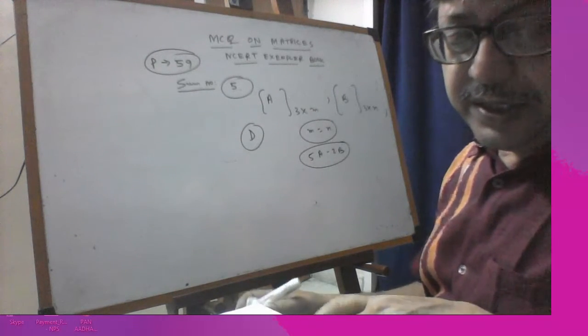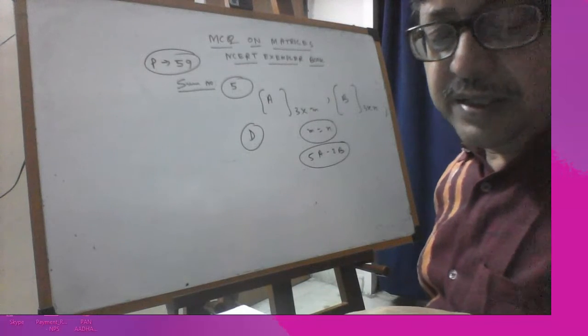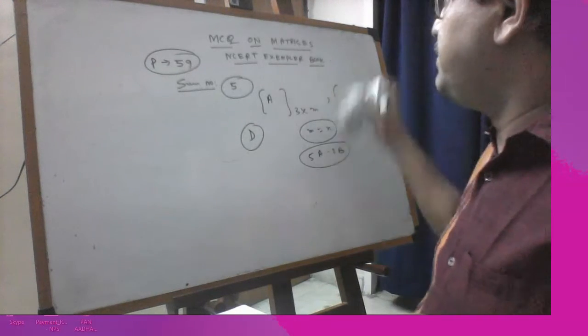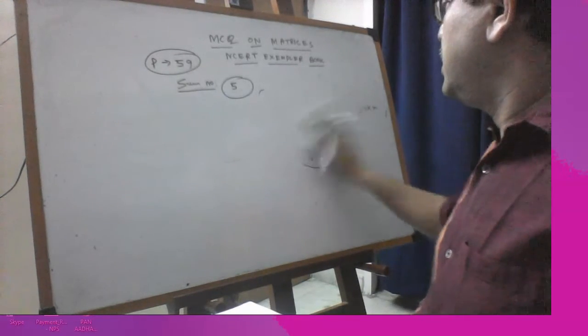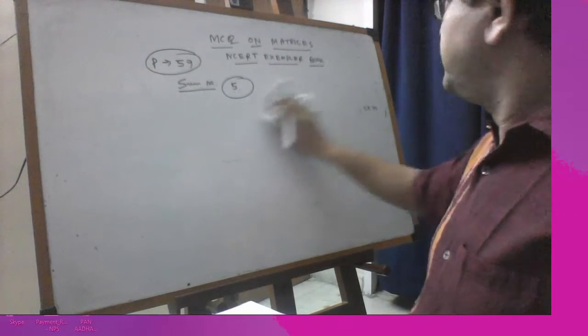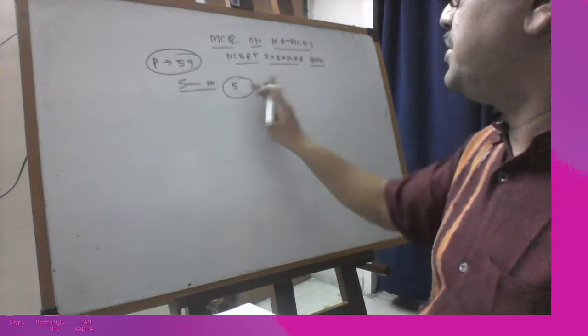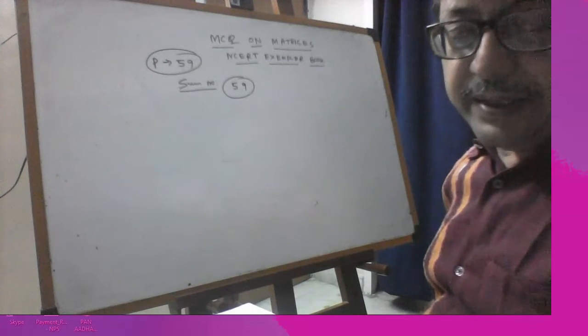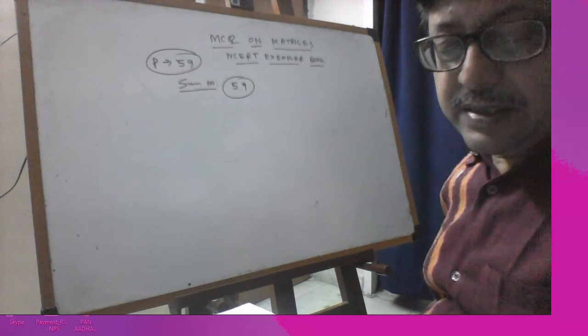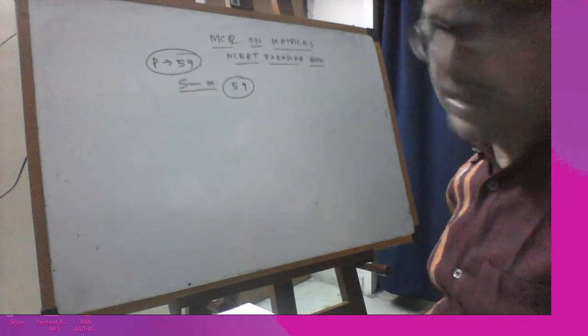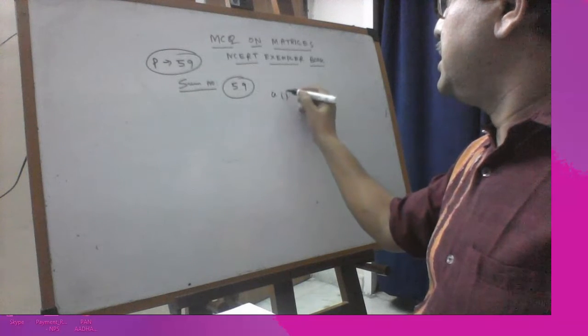58, I think you all can do. For 58, you just have to find a square. Just multiply these two, then you will get a square. A into A you find. I am not doing 59. A matrix where Aij equal to 1 for i not equal to j.